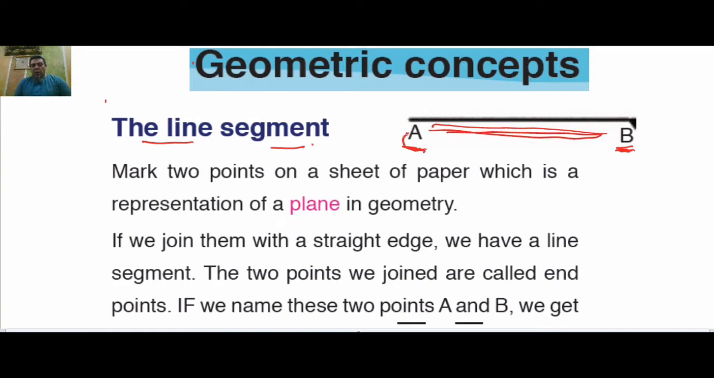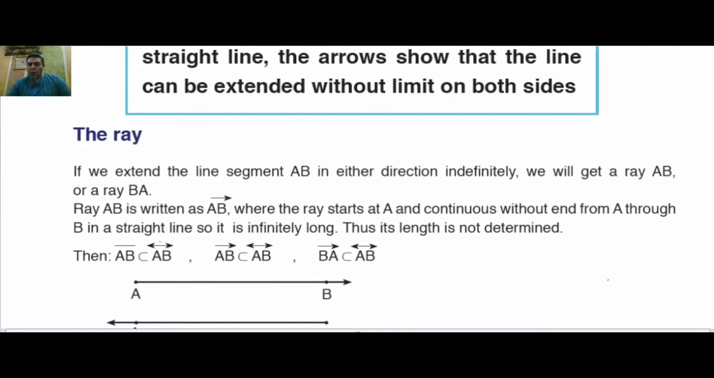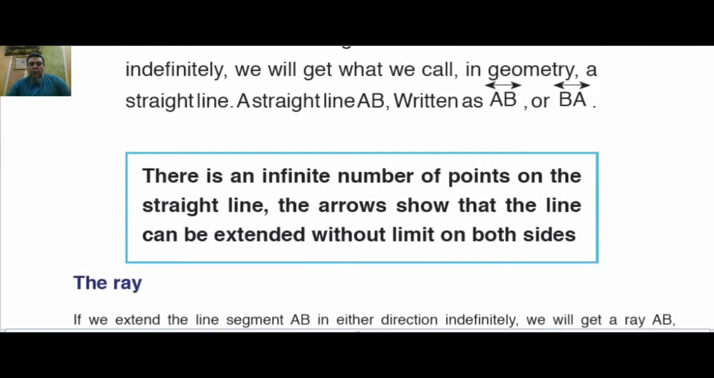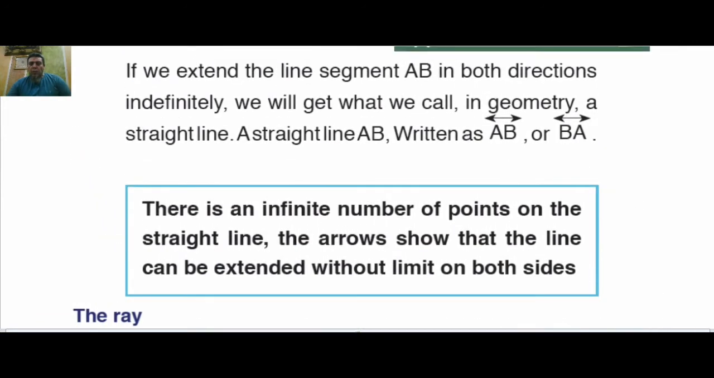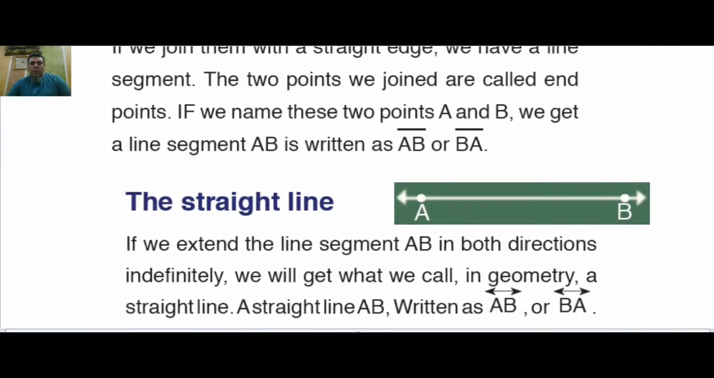The point A is the starting point and the point B is the ending point, or the point B is the starting point and the point A is the ending point. So the line segment AB is written as AB or BA.